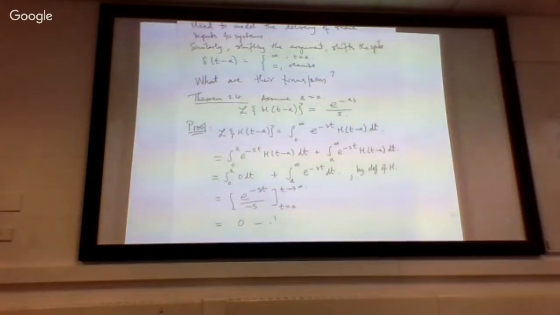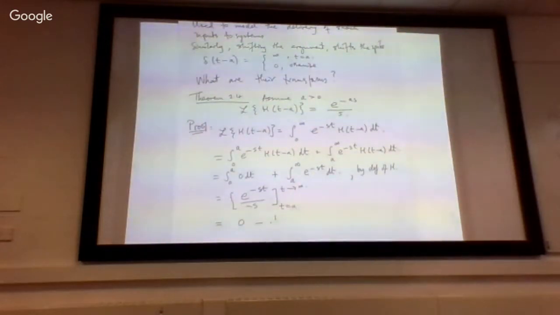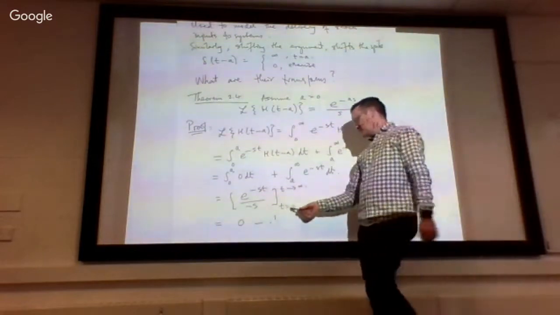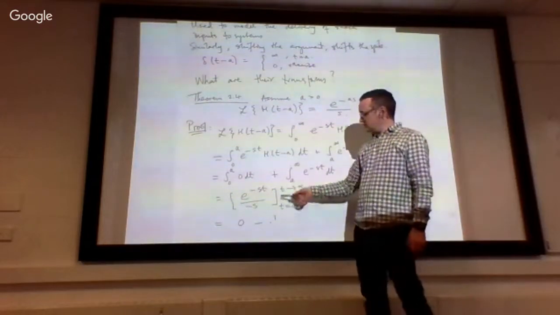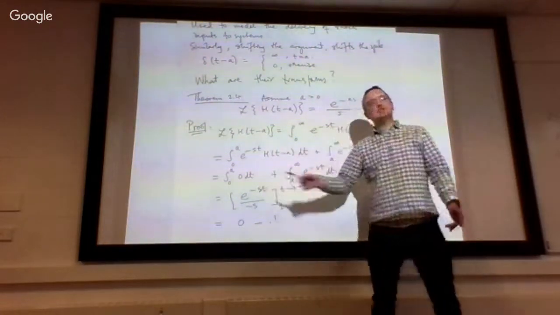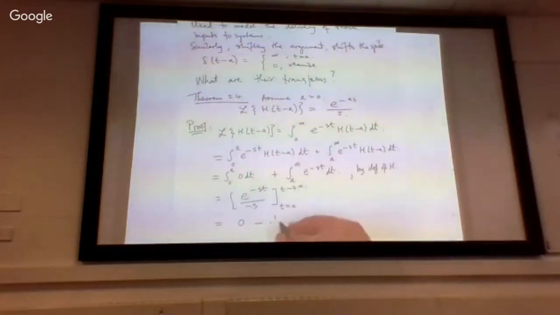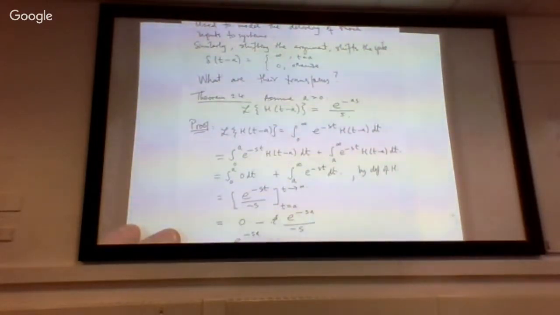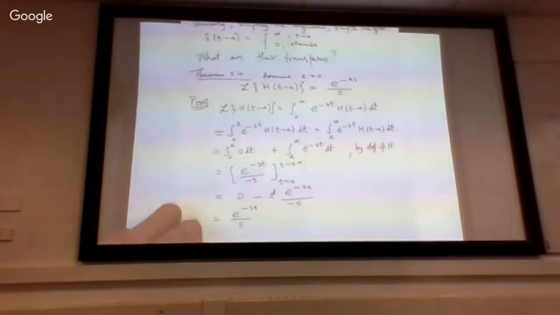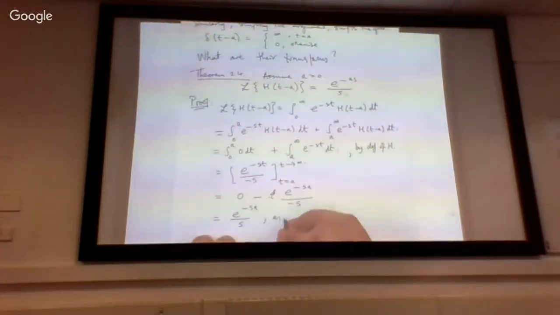I just had a moment of doubt. I think I said evaluate at t equals 0. No, it's not t equals 0, it's t equals a. A is the lower limit. So what does this evaluate to when t is equal to a? We just simply substitute in t equals a. So it's e to the minus sa over minus s. So in total it's e to the minus sa over s. Two minus signs cancel. So we know what the Laplace transform of the Heaviside step function is.